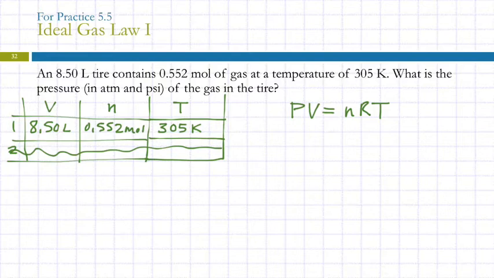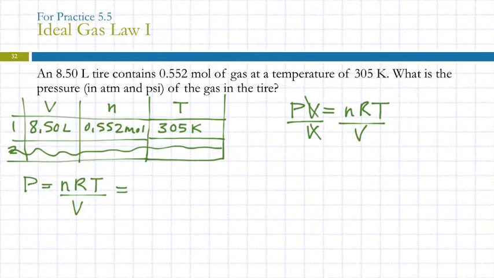What are we trying to find? P. What is the pressure? So I need to rearrange this for pressure. So I'll divide both sides by volume. And I get P equals nRT over V. So pressure equals nRT over V.